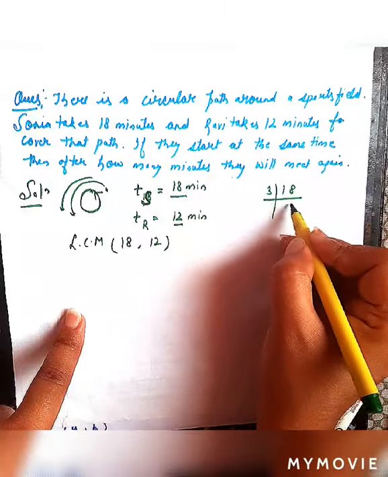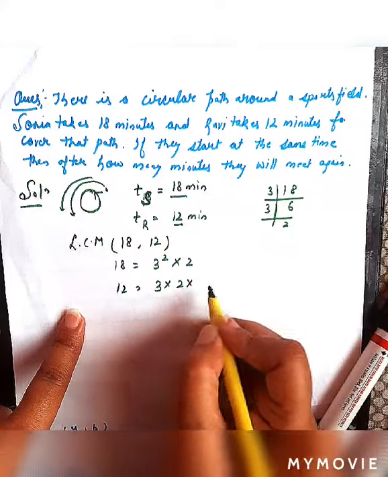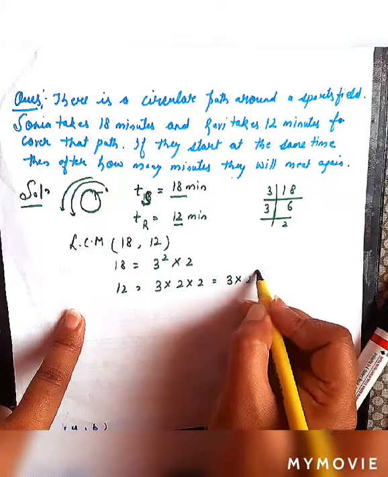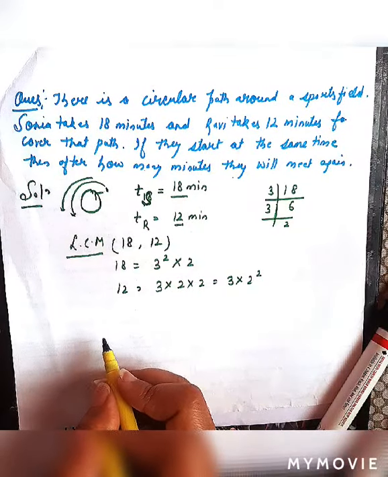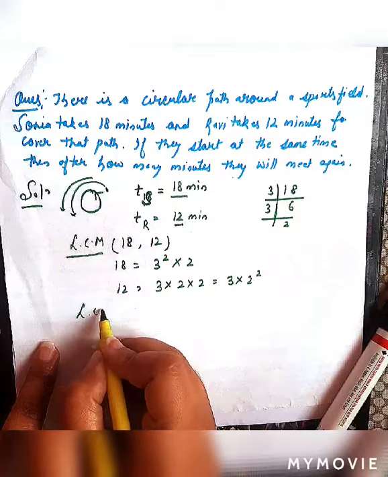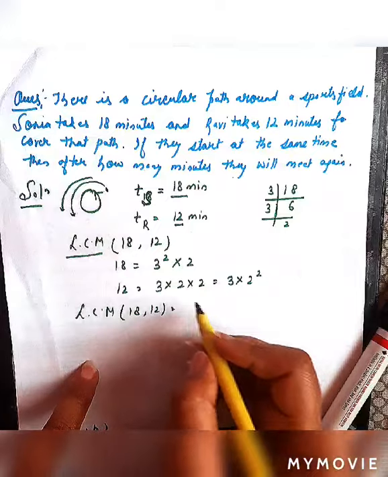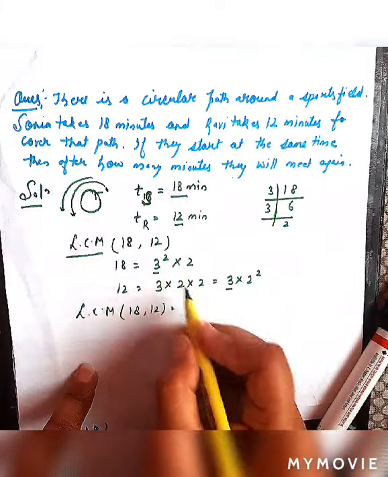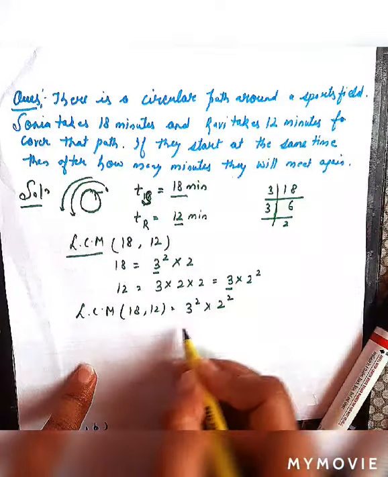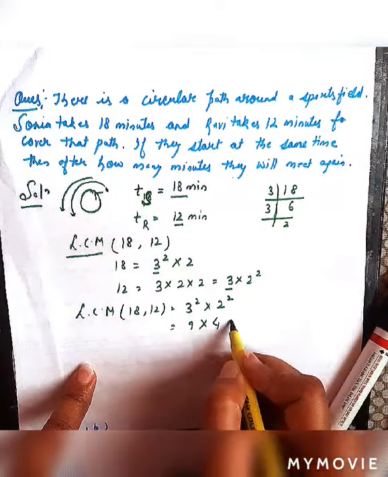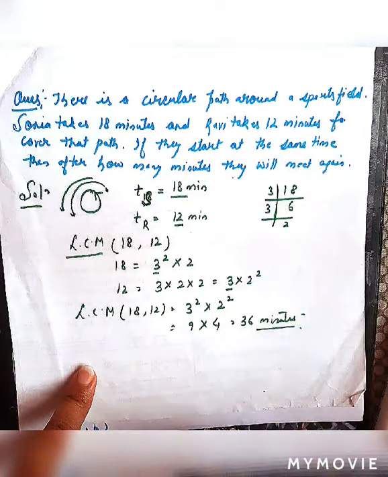18 can be written as 3 into 2 into 3. 12 is equal to 3 into 2 into 2, that is 3 into 2 raised to power 2. I have already mentioned what the meaning of LCM is. Here we will write all the factors of 12 and 18 with the maximum power. So 3 is a factor, maximum power is equal to 2. 2 is a factor, maximum power is equal to 2. So 3 times 3 is 9, 2 times 2 is 4. So after 36 minutes they will again meet at the point where they started.